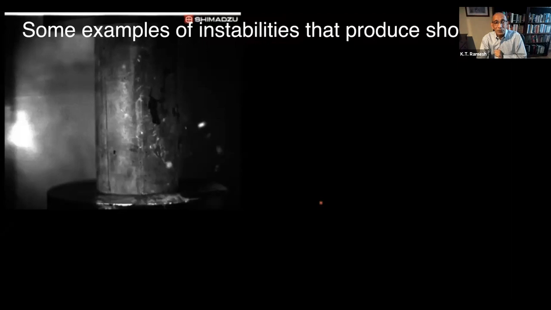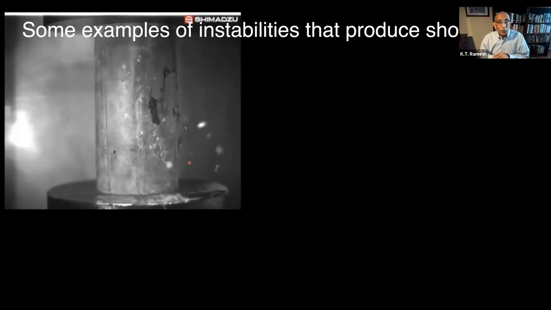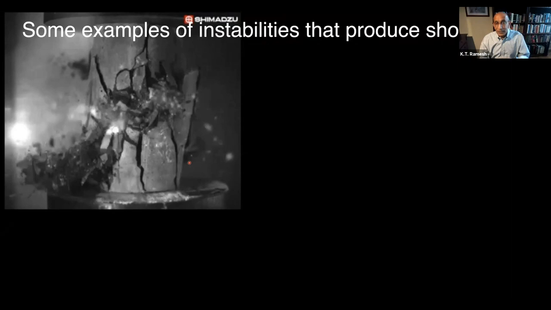On the other hand, instabilities are things like this. So this picture on the left is a piece of concrete that's being very slowly compressed. It's deforming normally, so it's being compressed in the vertical direction. And at some point as you load it up, it suddenly fails. So something that was initially stable is now unstable. And you get these fractures, these fragments that fly away.